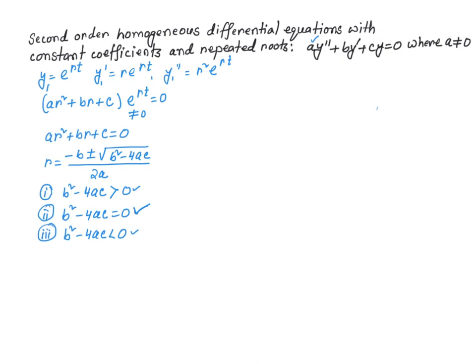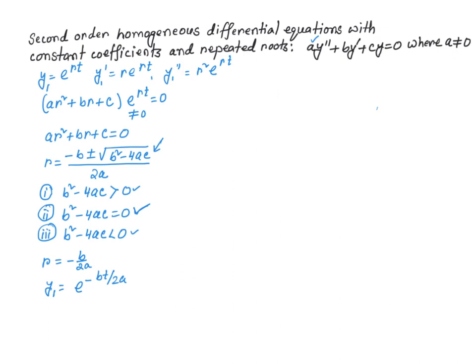So let's go ahead and apply that. If b squared minus 4ac is 0, this term becomes 0, right? The square root of 0 is 0. r becomes negative b over 2a. So your solution becomes, let's say, y1 is equal to e to the power negative bt over 2a. So that's one of the solutions. However, what is the other solution? How do we find the second solution?